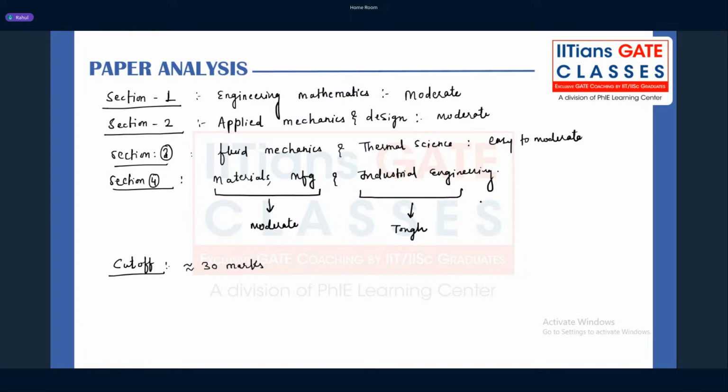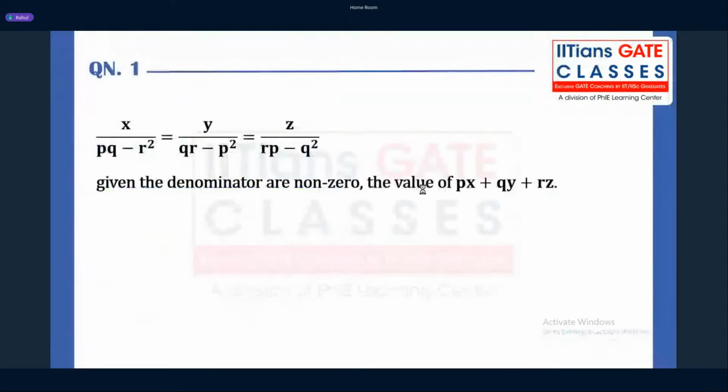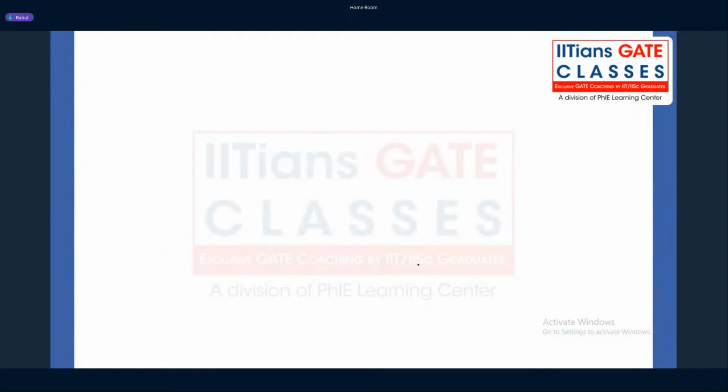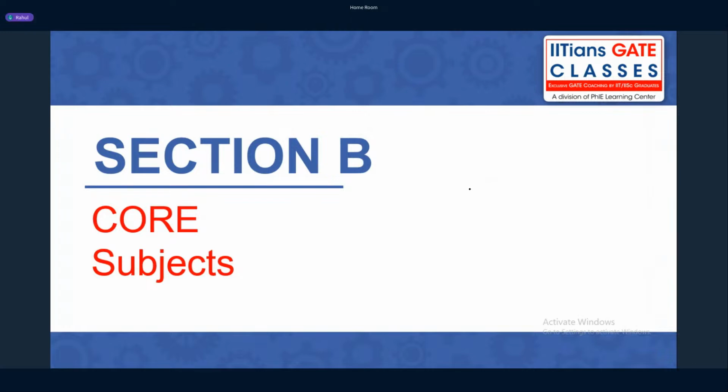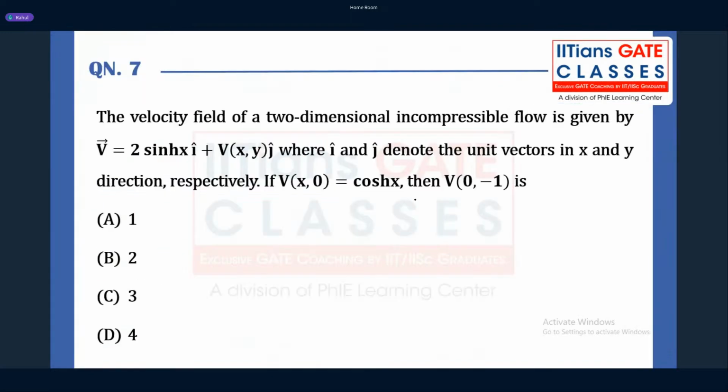So before moving to the rank part, we will discuss some of the questions, guys, right? So here we will discuss questions from the core subject. Now this is section B, guys. Here section A, section B. In section B, again we have sections 2, 3, 4. That is what we are discussing, right? So you can see the first question from fluid mechanics here, question number 1.